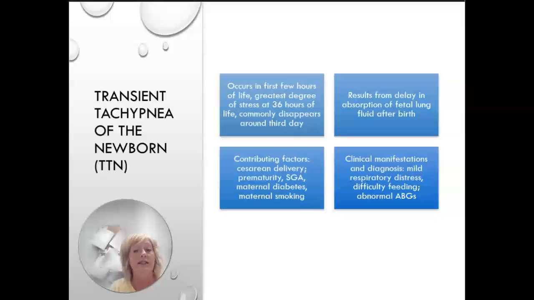So clinical manifestations, what are they going to look like? They might have a little bit of mild respiratory distress. So they might have, maybe their respiratory rate is 70. They have a little bit of grunting. They might have a tiny bit of nasal flaring. They might have problems feeding because they can't suck and breathe and swallow at the same time. And so we might have to look at things like that.